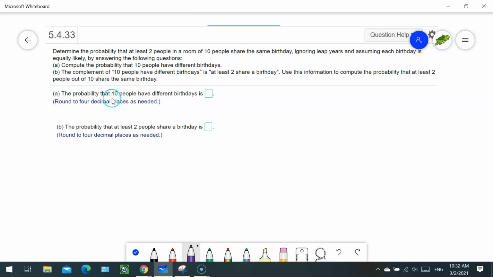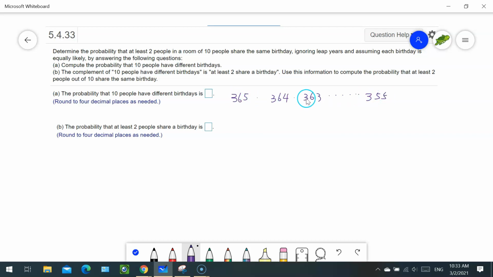what is the probability when the room has 10 people and each of them has a different birthday? What would be the probability for solving that? So that means a year. 1 year has 365 days, right? So the 10 people don't share the same birthday. That means we have 365 multiply 364 multiply 363, and then until we get to 355.